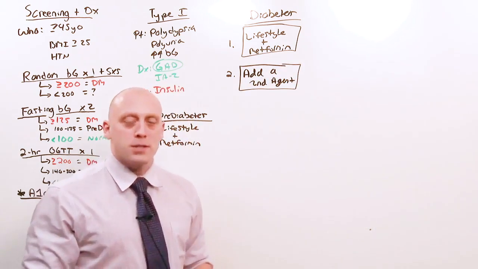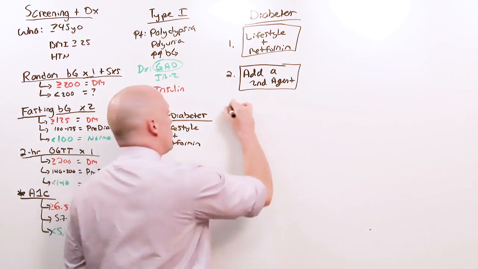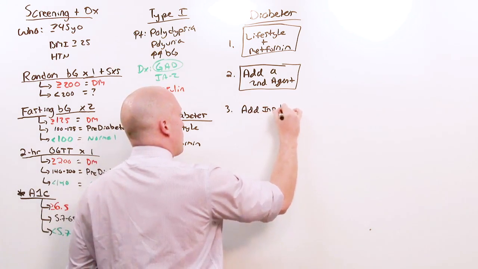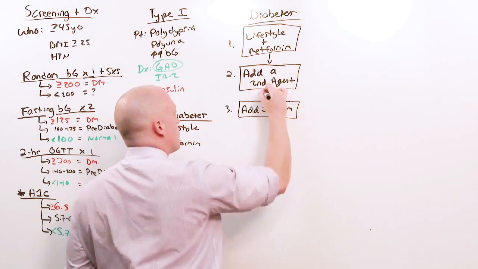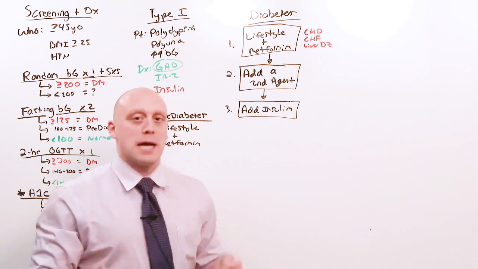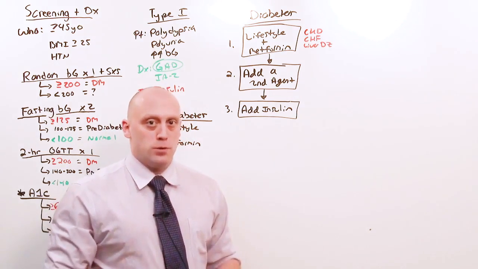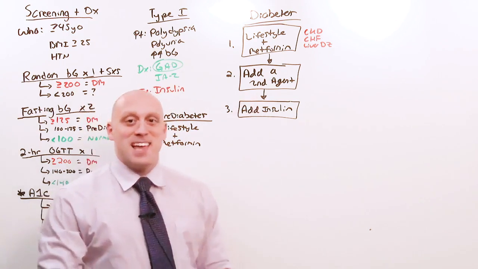Have them come back in 3 months, reassess the A1C. If they're not at goal, add insulin. And this is important to recognize. Metformin can induce a lactic acidosis. If you can use metformin, use it. The second agent is anything.